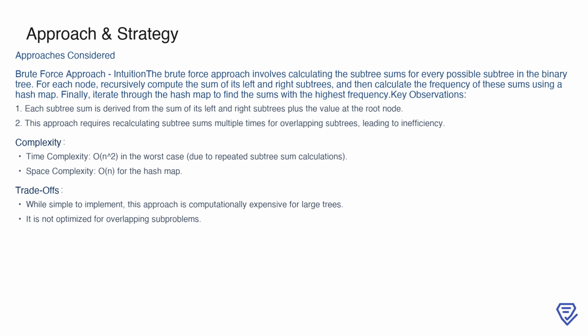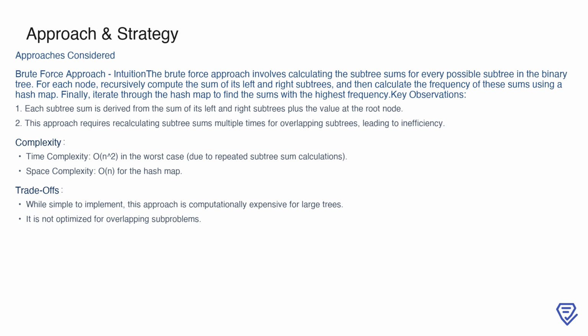However, there are important observations to make about this approach. Each subtree sum is composed of the sums from its left and right subtrees, along with the node's value. This means that when subtrees overlap, their sums are recalculated multiple times, which leads to inefficiency. The time complexity can be as bad as O(n²) in the worst case due to these redundant calculations, and we also need O(n) space for the hash map.